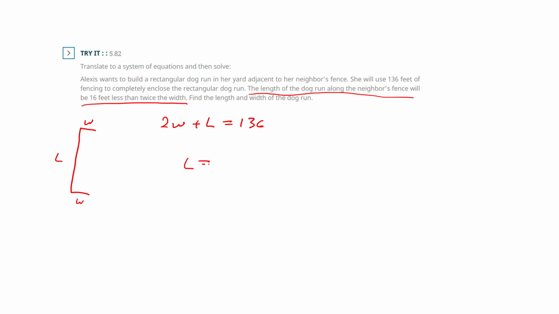Length will be, is the same as "is," 16 less than twice the width. Well, less than flips it around, so it reads like 16 less than twice the width, but less than makes it go the other way around. And we have this. Okay, we're already set up for substitution. I've got 2w plus 2w minus 16 equals 136.